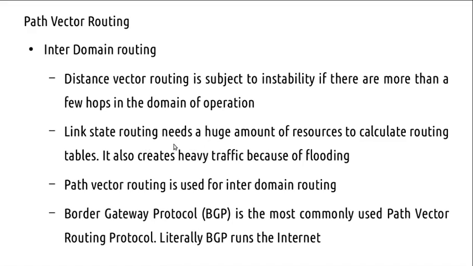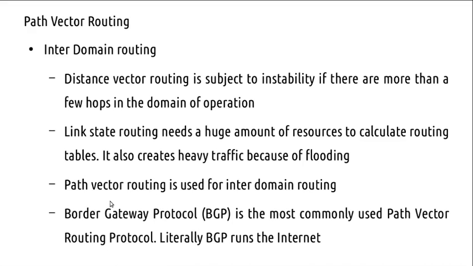Then link state routing involves a process of flooding. You need to update each and every router in the network with the link state packet. Because of that, a tremendous amount of traffic is generated. So an alternative is path vector routing.